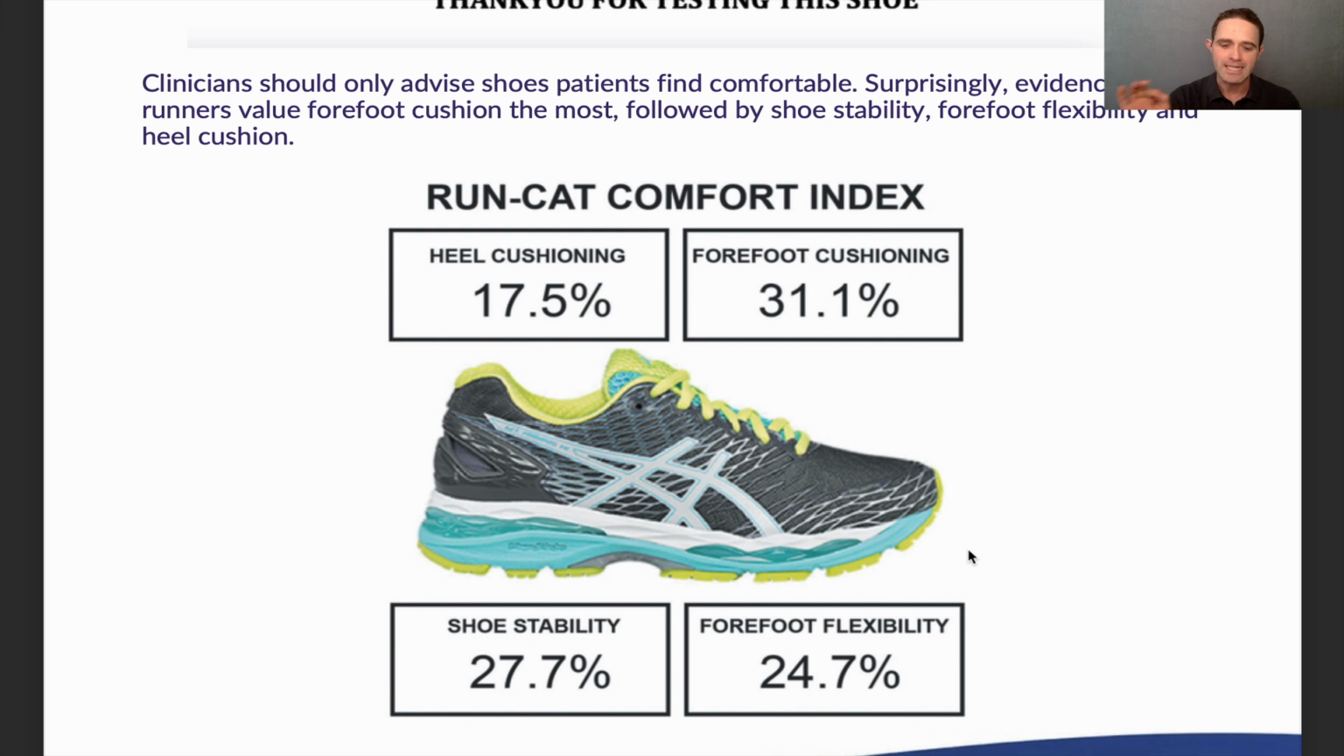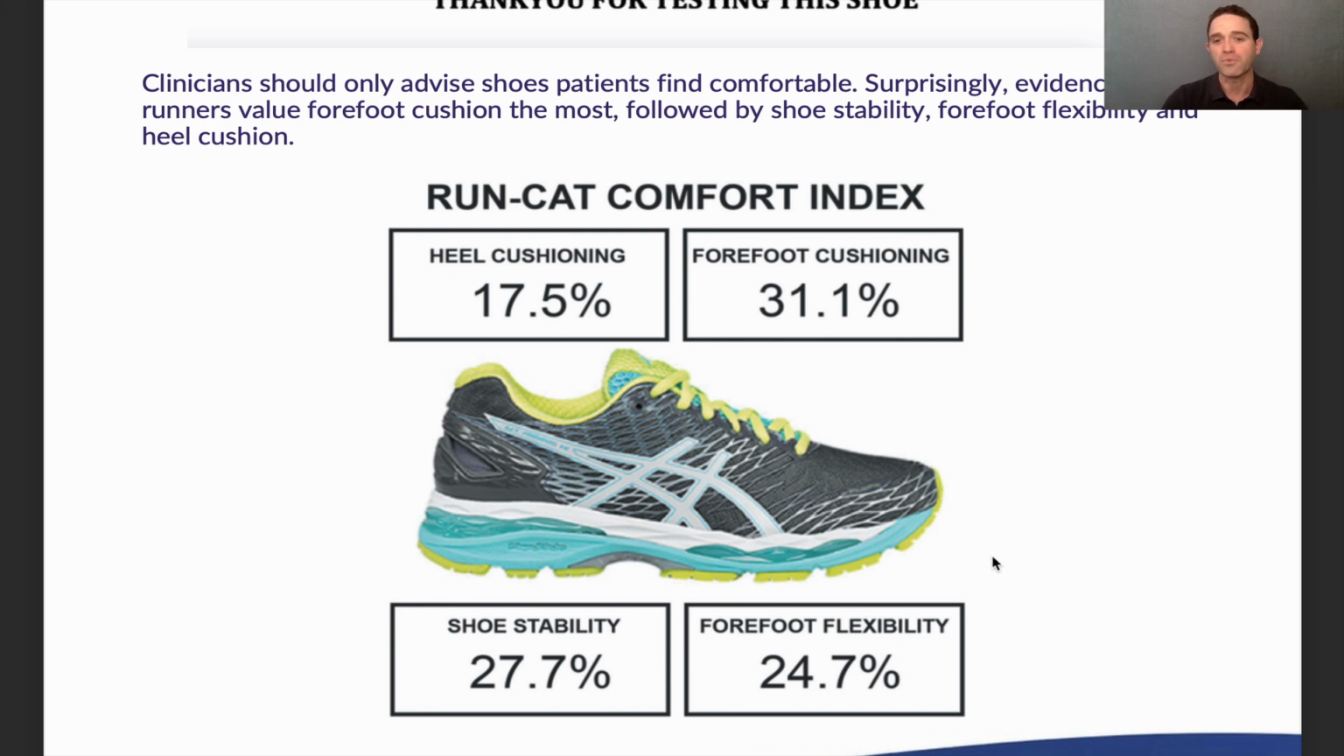So when you're looking at a patient's RunCat, take a look at where they rank these different categories, because it's good context. It may be shifted for some patients, but in this case, it's helpful to see, okay, they're ranking forefoot cushion really low, but everything else is really high. Maybe that's a consideration to take part.